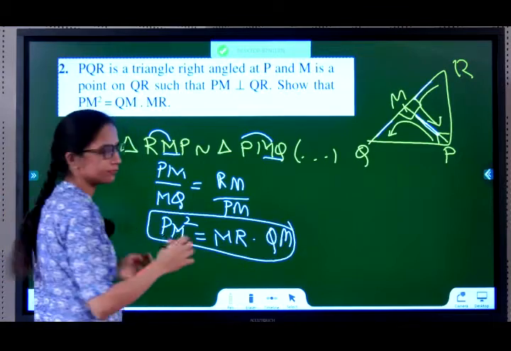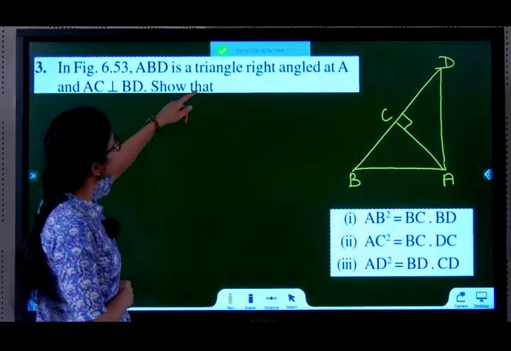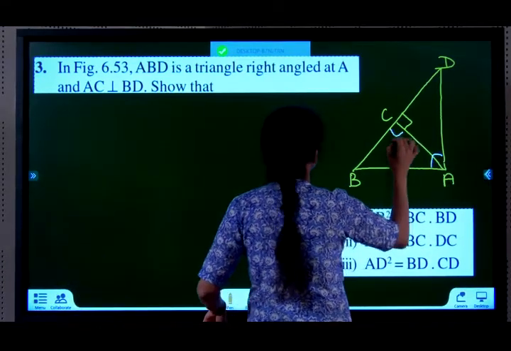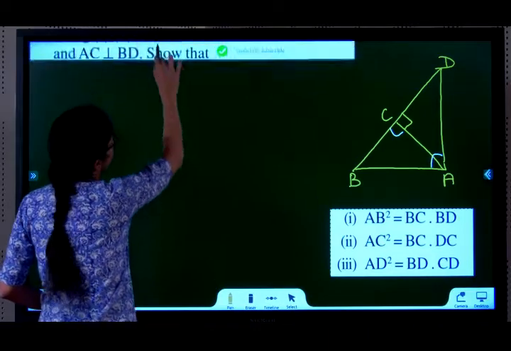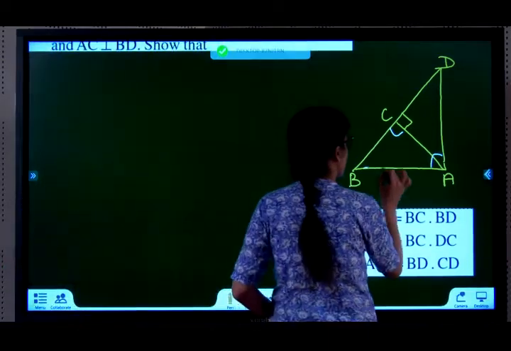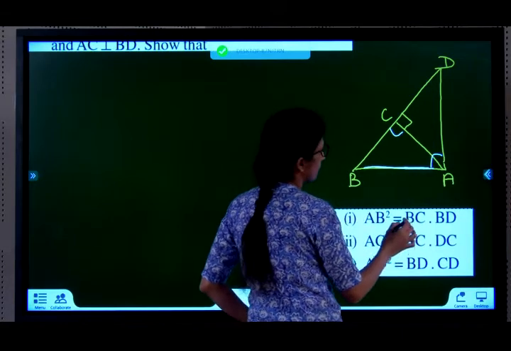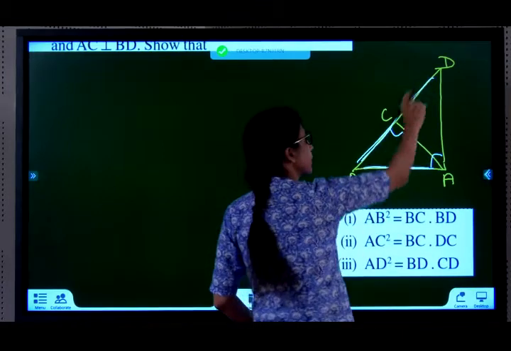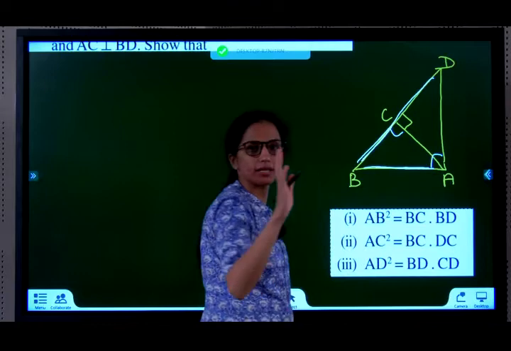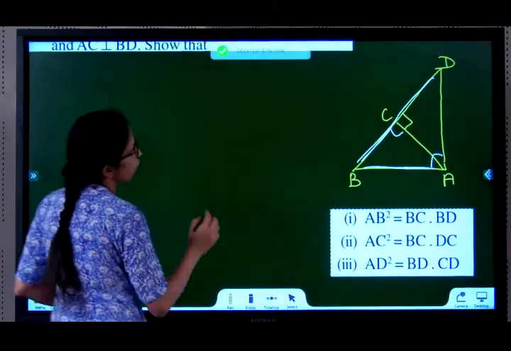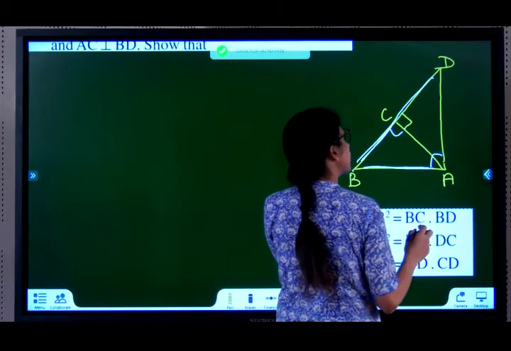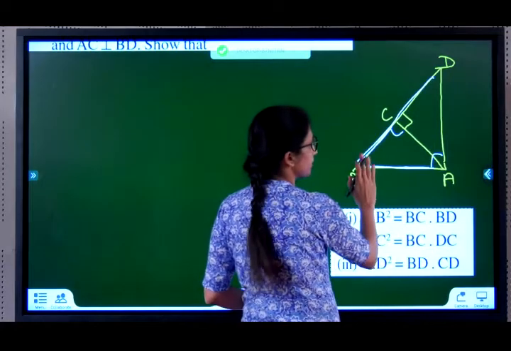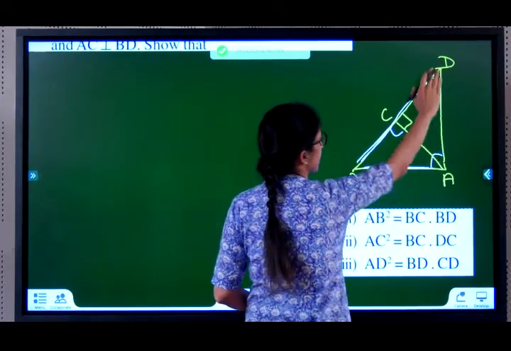That's what we want. In the figure, ABD is a triangle right angled at A and AC is perpendicular to BD. Show that, first one, AB square is equal to BC into BD, the whole thing. So it's basically the whole triangle with the small triangle. Do you agree? Yes. When you take the whole triangle to the small triangle, how do we do it? Common 90, nothing. So common is B.